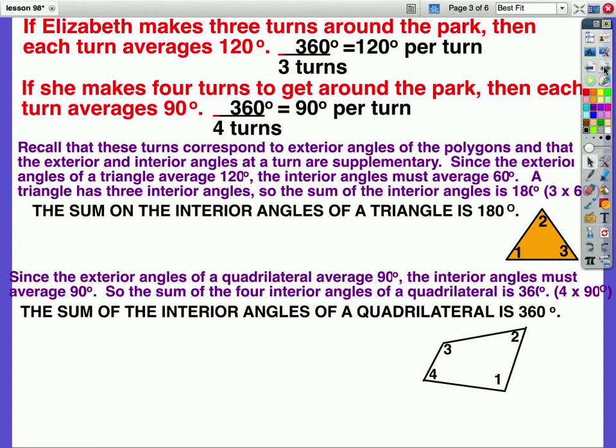So then if we look at the quadrilateral, exterior angles of a quadrilateral average 90 degrees, so the interior ones must average 90 degrees, because they have to be 180. So the sum of the 4 interior angles of a quadrilateral is 360 degrees. Okay? 4 times 90 is 360. So you need to remember, the sum of the 3 angles in a triangle add up to be 180 degrees. And the 4 angles in a quadrilateral should add up to 360 degrees.